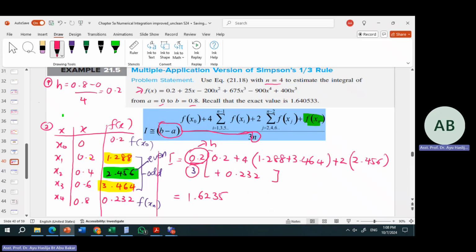We have 4 points. We use the same formula for a single number. 4 points, yes, that's it, like x0, x1, x2, and x3. 4 points is equivalent to n equals 3. Right? So there's a different formula for it. Same formula. For multiple application, use this formula. For single, you only use the previous one. Yes.